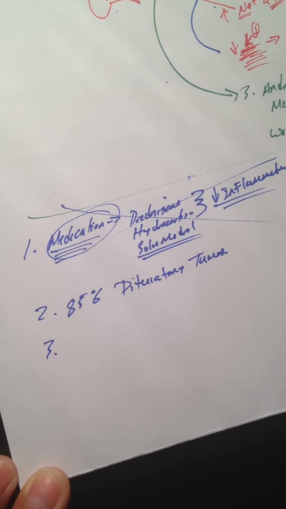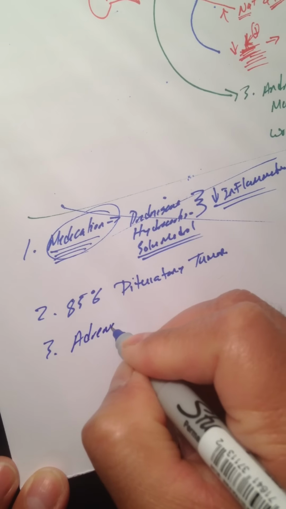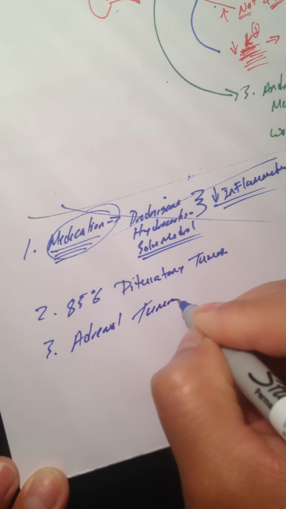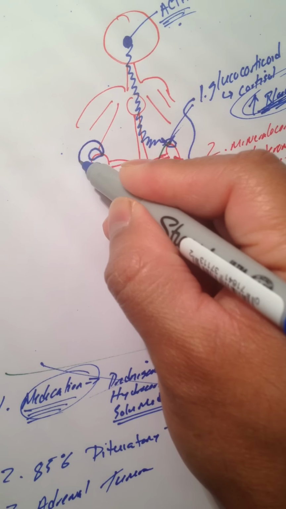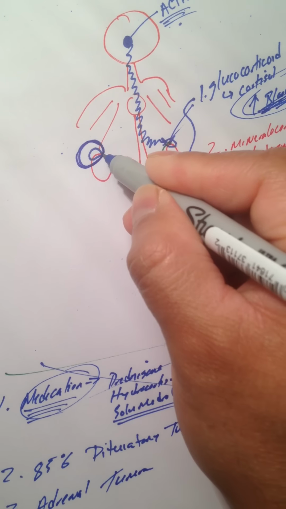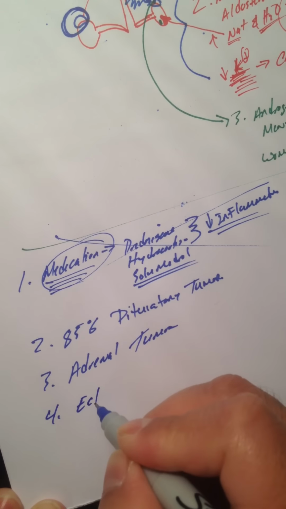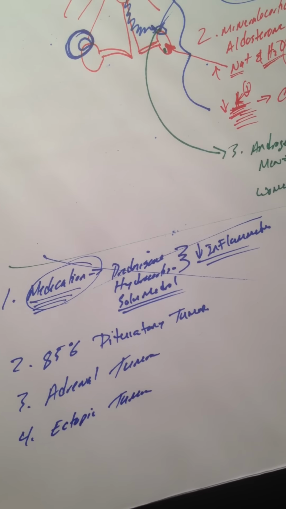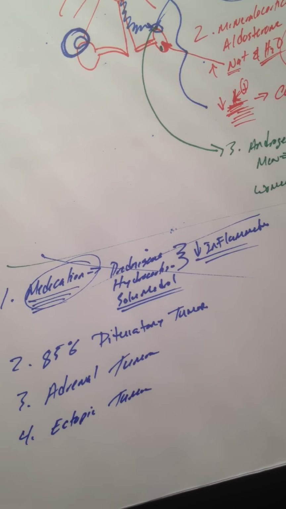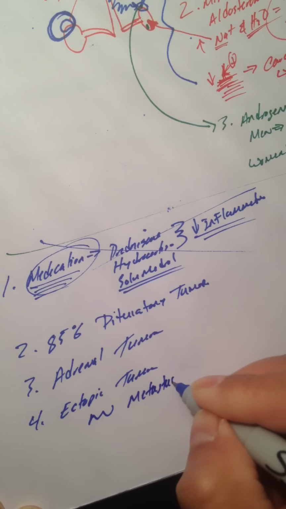Number three, this can also be due to an adrenal tumor. Maybe you just have an increase in adrenal gland size. Number four, some type of ectopic tumor. This could be something like a pancreatic tumor or a tumor in the lungs. This typically indicates some form of metastasis.